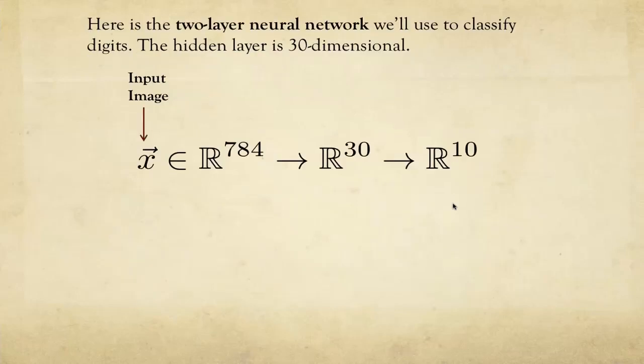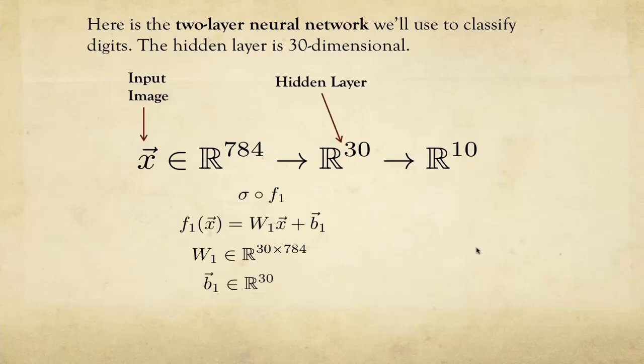So here's the big picture. We're going to use a 2-layer neural network to do this. And so let's look at the architecture. Again, the input x is the image, which is a vector in R^784. And then we're going to apply, again, the affine function f1 and then sigmoid.